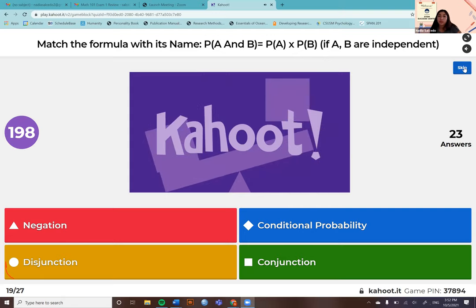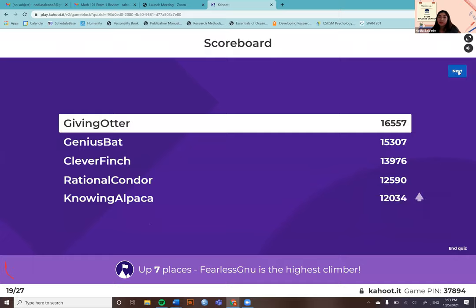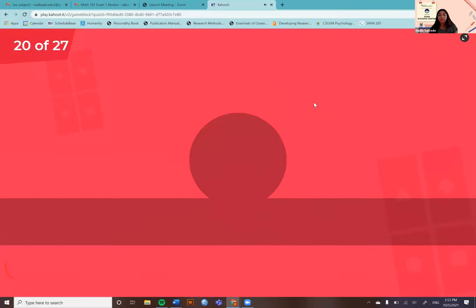All right, so I'll go ahead and just give this one to you. It's conjunction formula. These are when two or more events are both happening, and the keyword here is A and B. So these are two events that are both happening at the same time. And because they're independent, it would be conjunction formula. So we'll go ahead and go to the next one. Kind of get through these faster since they're shorter or quicker ones.